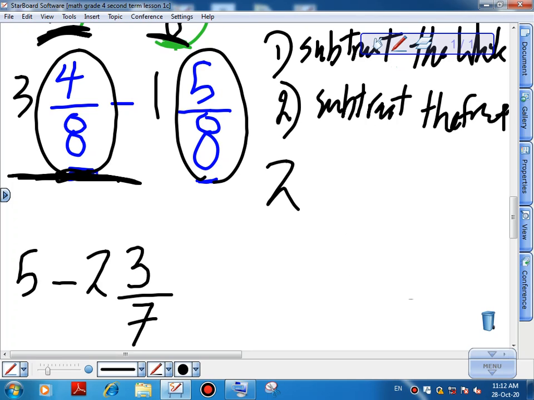First, we will look at the whole mixed number, 3 and 4/8. We know that any whole number can be written as a fraction, such as numerator over denominator, like this.